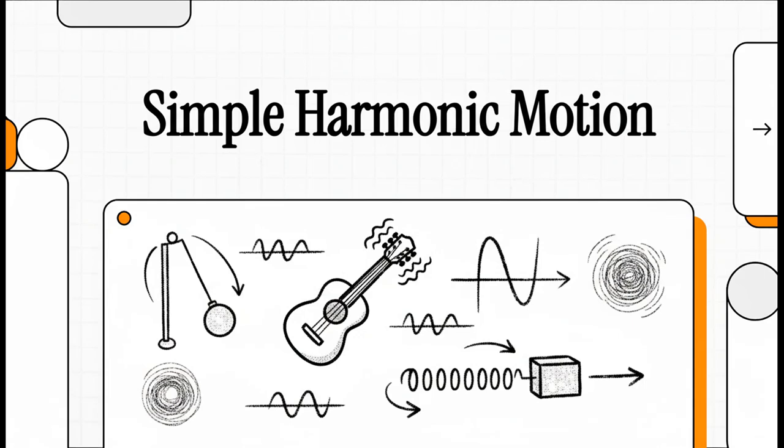Have you ever just stopped and noticed the rhythm in things? A guitar string vibrating, a child on a swing, even the sway of a skyscraper in the wind. They all share this hidden pulse, this fundamental dance of the universe. Well, today we're going to pull back the curtain on that rhythm. Physicists call it simple harmonic motion.